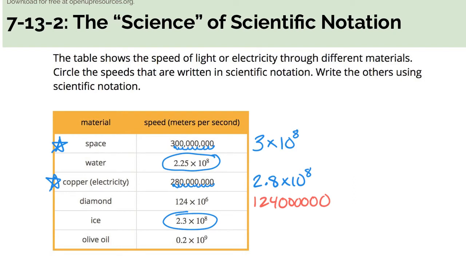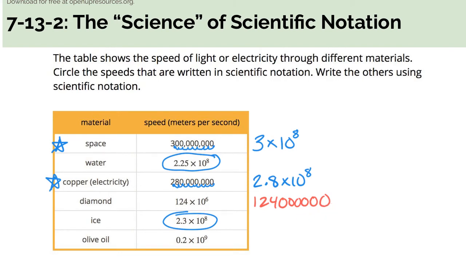When we get down to the example for diamond, this number is not in proper scientific notation because our first number over here on the left of our decimal is not between 1 and 9. So what I would do as you're starting out doing this is I would expand this out. So this number written with my 6 zeros would look like this.